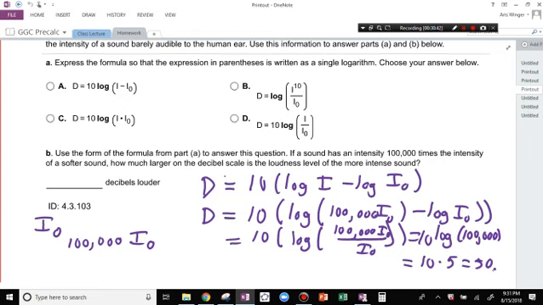How does the last part translate, from here to here? Right. 100,000 I0 over I0, the I0s cancel, and you're left with the log of 100,000. The base is 10. The power you raise 10 to get 100,000 is 5.